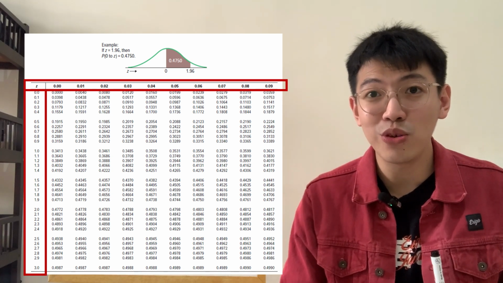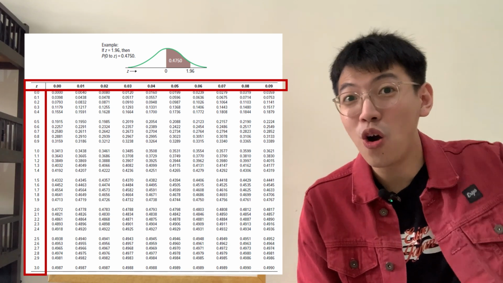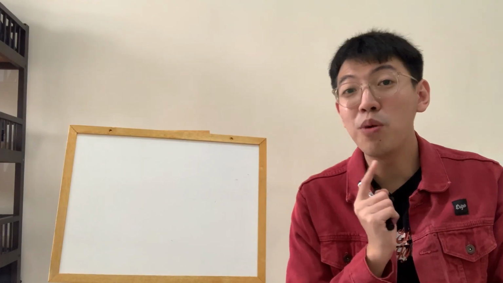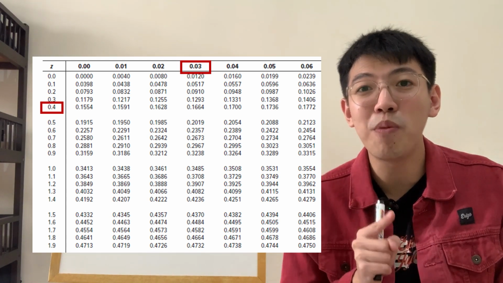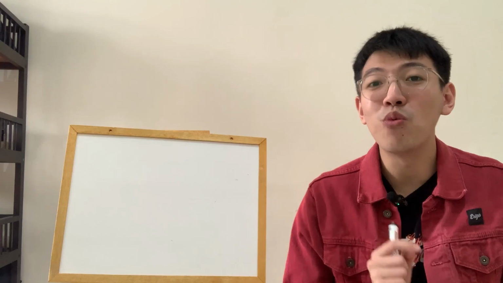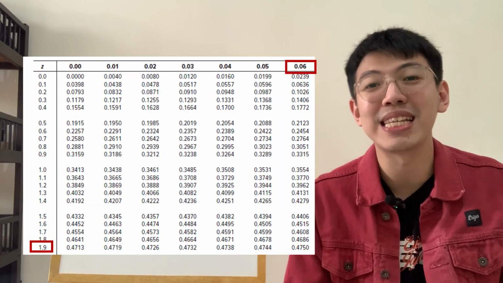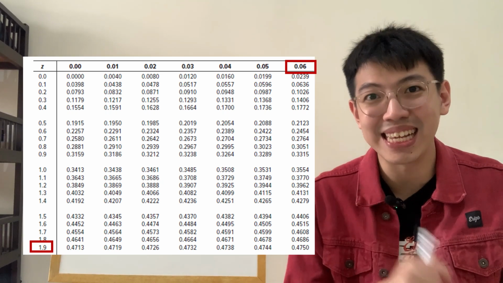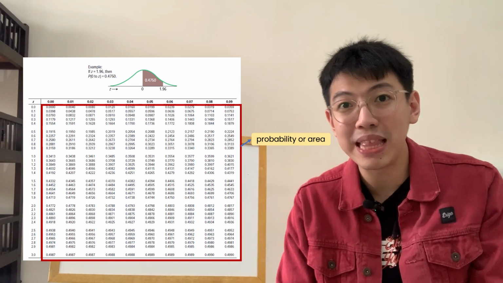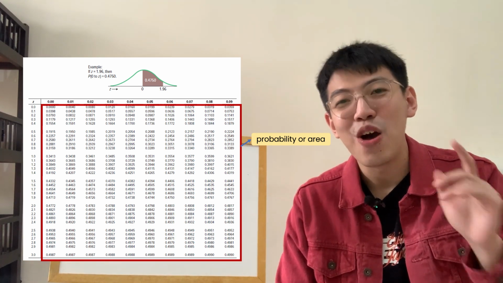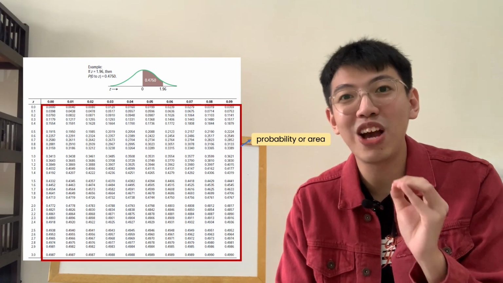To read the C value, you read from the vertical side, then add that with the horizontal side. For example, 0.4 and 0.03 means the C will be 0.43. One more time, 1.96: 1.9 plus 0.06 is 1.96. The number inside the table is the probability or area.